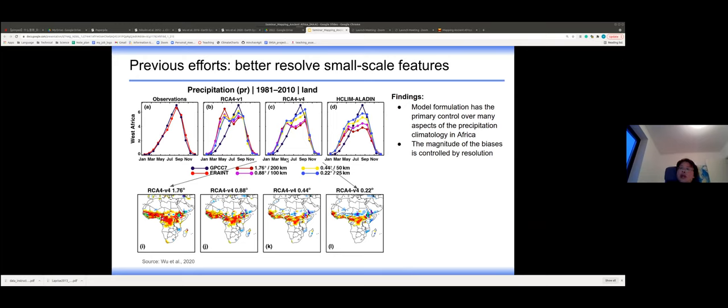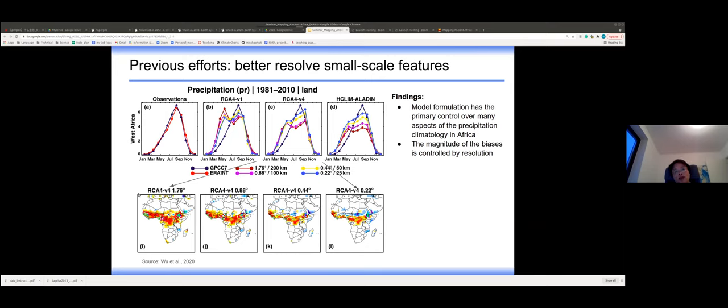So when we increase the model resolution, from the coarse resolution to the high resolution, the blue line, it can actually reduce such kinds of bias, and at the same time correct some of the bias in the peak rainy season. So this is very good to see.